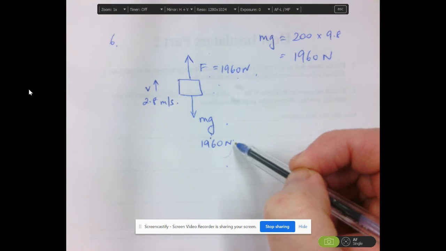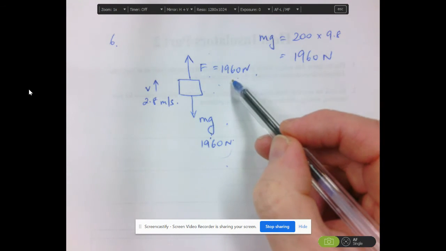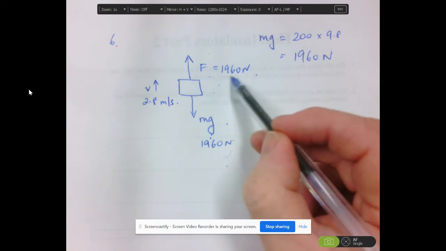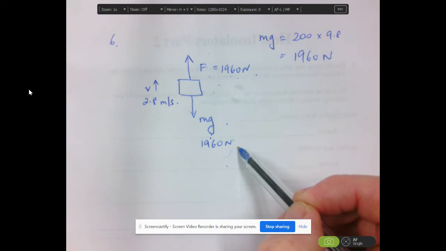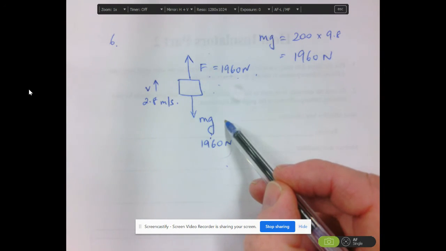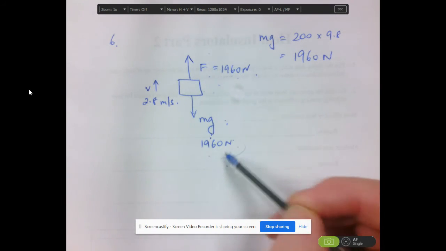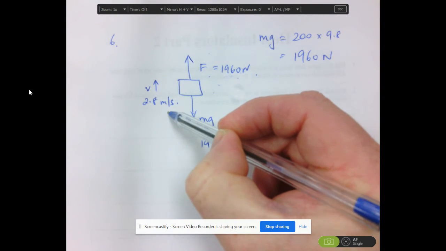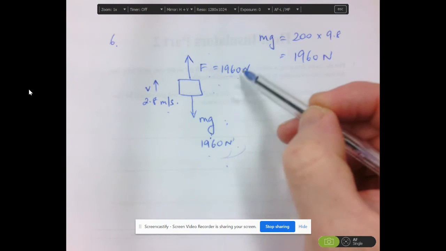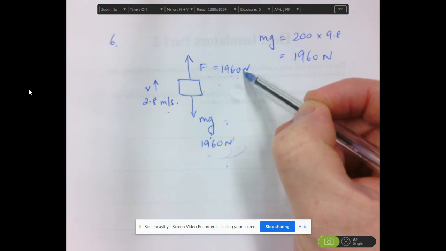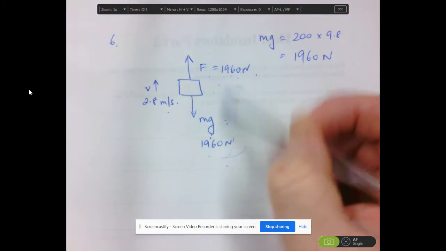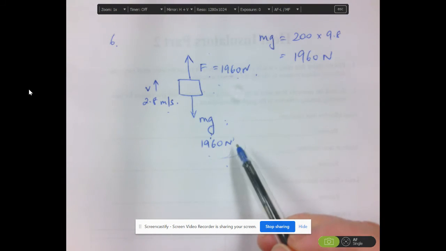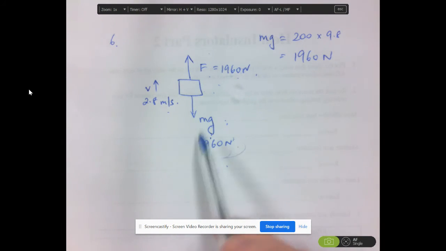If the crane force was less than this number, then the crane would not be lifting, because the weight of the box or the load would be too big for the crane, and this would be bigger. So when these two forces are in balance, we get a constant upward velocity. If this was bigger, we would have acceleration upward. So just be careful of what's going on here. It's in the vertical.